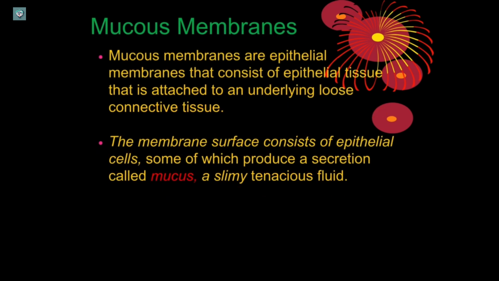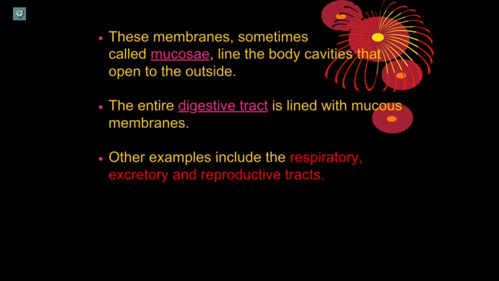Mucous membranes. Mucous membranes are epithelial membranes that consist of epithelial tissue that is attached to an underlying loose connective tissue. The membrane surface consists of epithelial cells, some of which produce a secretion called mucus, a slimy, tenacious fluid. These membranes, sometimes called mucosae, line the body cavities that open to the outside. The entire digestive tract is lined with mucous membranes. Other examples include the respiratory, excretory, and reproductive tracts.